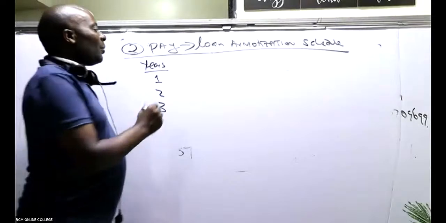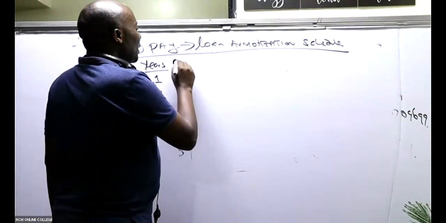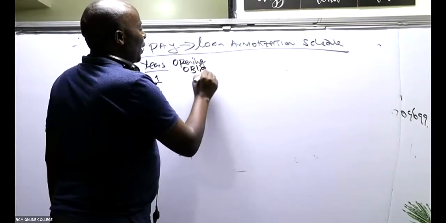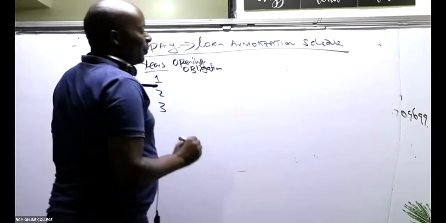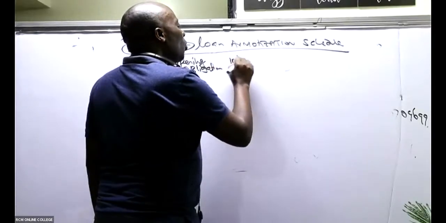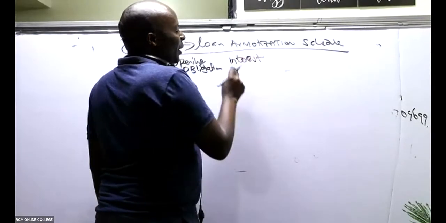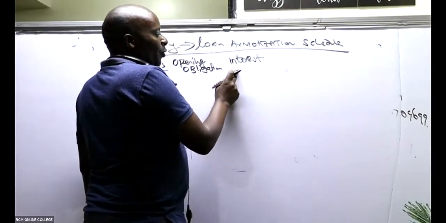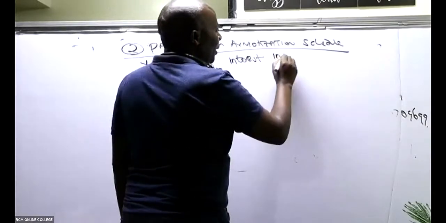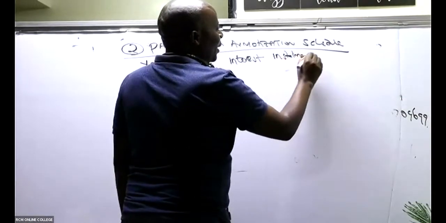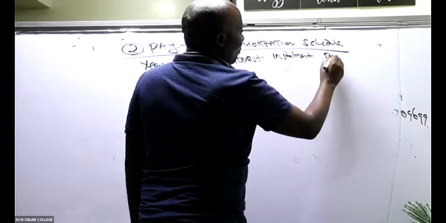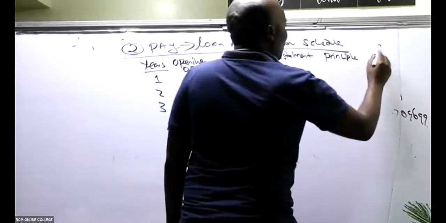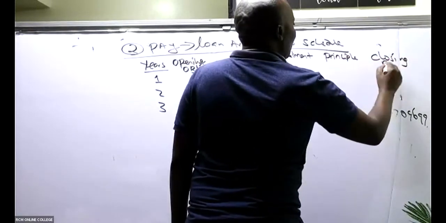So after that, ladies and gentlemen, please come here and give us the opening obligation. This opening obligation will always attract interest. Remember, interest is normally levied on opening obligation. All right. From there, of course, we shall be able to have our installment, and then we shall be able to have, in this case here, our principal amount, and then lastly, we'll be able to have what we call the closing balance.